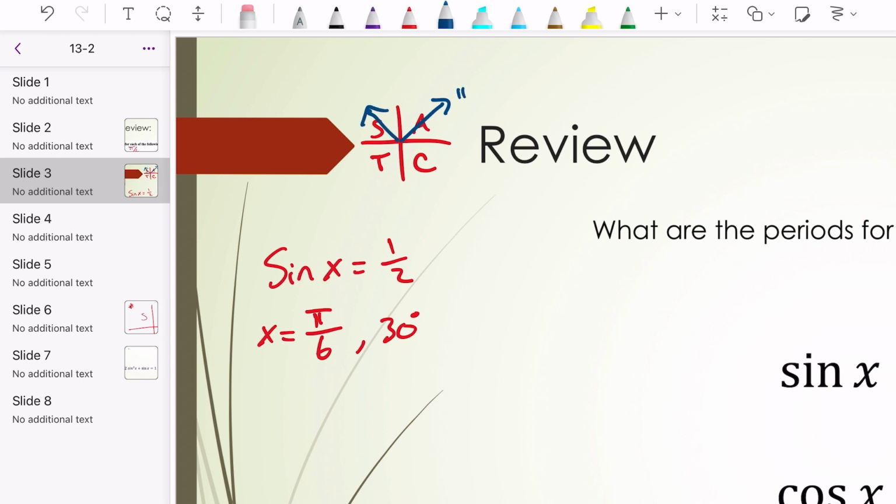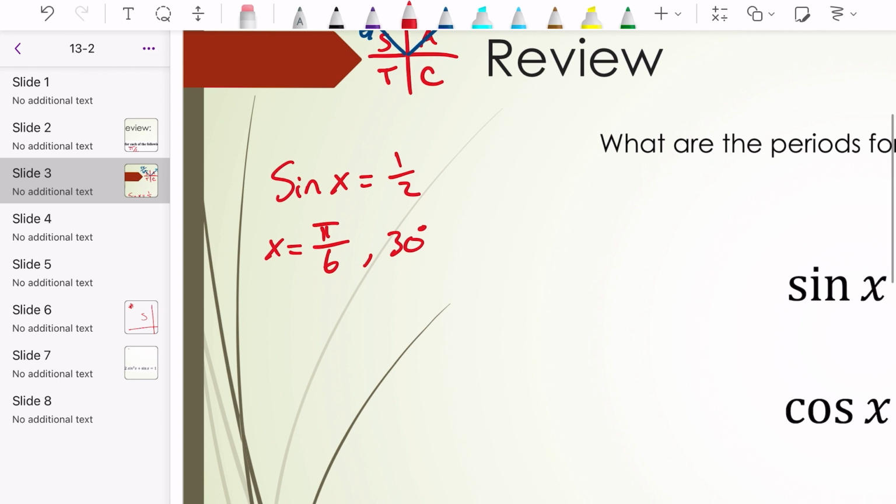If this is pi over 6, we would have 5 pi over 6 be in quadrant 2. So we would go ahead and write down our other value for x. X is equal to 5 pi over 6, which is equal to 150 degrees. You could find other coterminals that can go further from that pi over 6 or the 5 pi over 6, but just keep in mind that we are going to be given a range to stay within as we go further and further into this section.